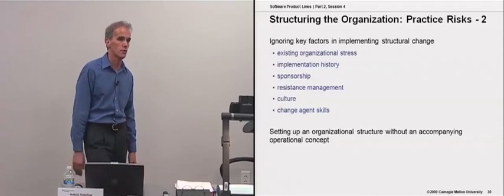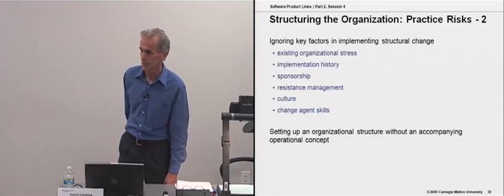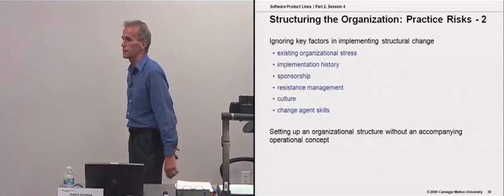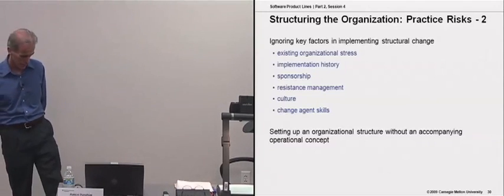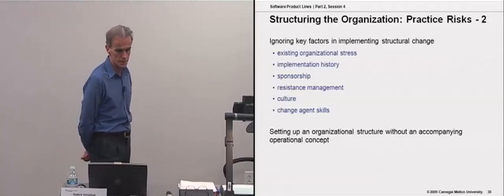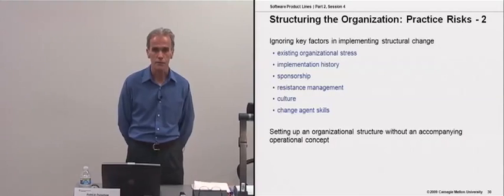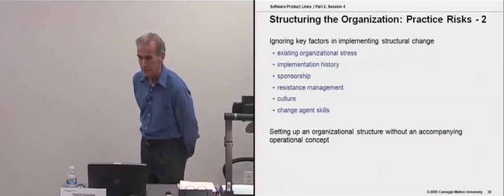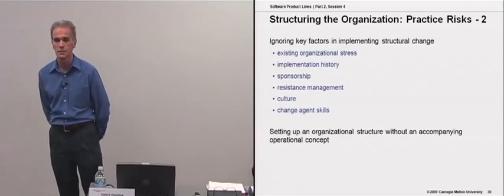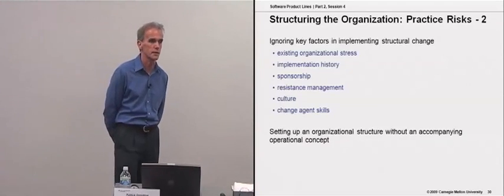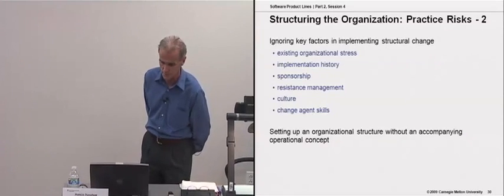Other things to note are existing organizational stress, like, for example, today's economy. Or like, for example, the fact that one of our DoD customers is on a base that's slated for closing. If you have an implementation history of ineffective organizational change, what makes you think that this one is going to be any better, just because you've structured around core asset development and product development?